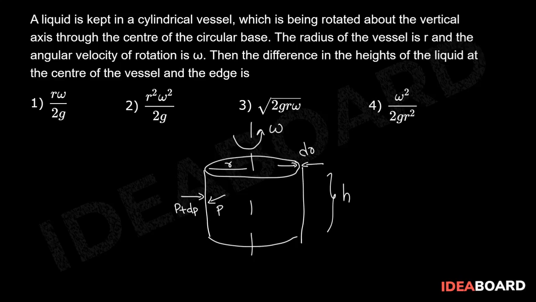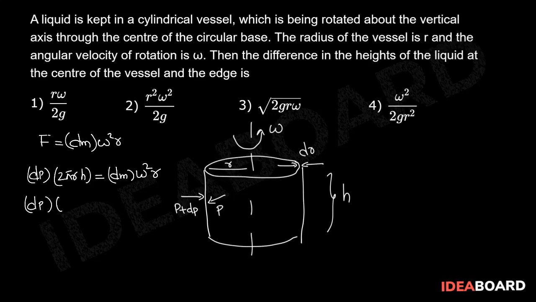Since the fluid is in rotational motion, there must be a centripetal force acting on the fluid radially inward, which I am considering as F. Then F should be equal to dm omega square r, where dm is the mass of the thin layer of fluid. Then force F can be written as pressure difference dP into surface area 2 pi r h, which is equal to dm omega square r. Now if I multiply both sides with the thickness of the fluid dr, then this will be dP into 2 pi r h dr is equal to dm omega square r dr.